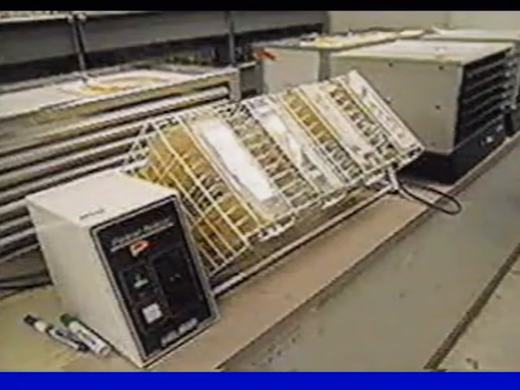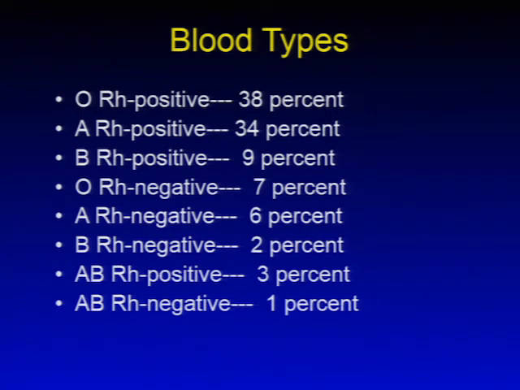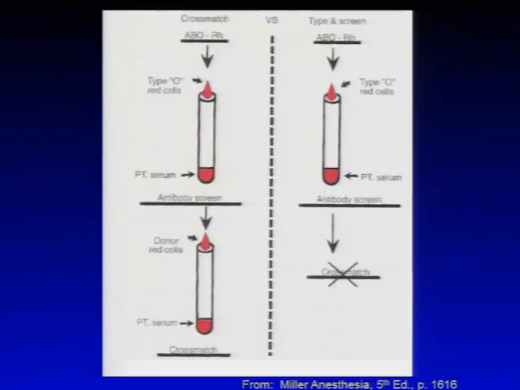So now let's move on and talk a little bit about pre-transfusion testing. This here lists some of the various most common blood types, just for your reference, O positive being the most common. And as far as the difference between a type and a screen, I should mention, as this slide from Miller illustrates, that in a type and screen, the patient's serum is taken and then placed in a vial with standardized type O red cells to look for a reaction.